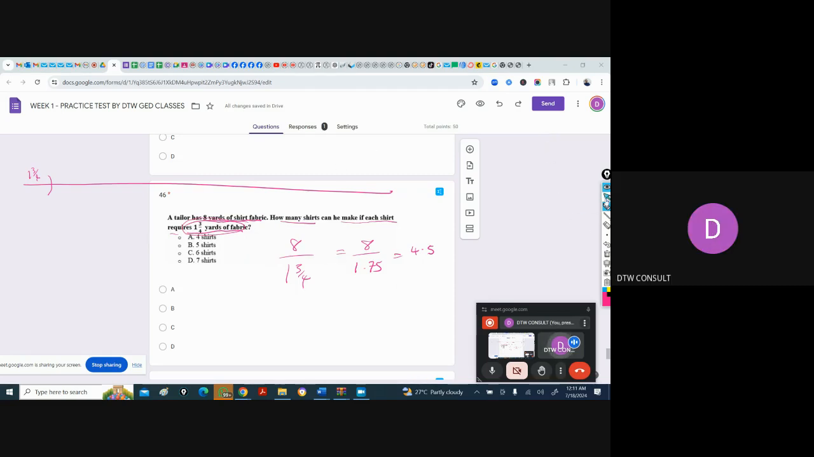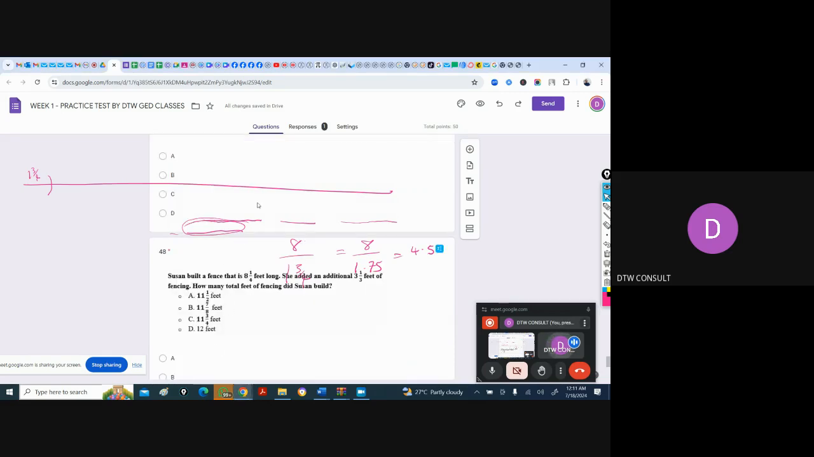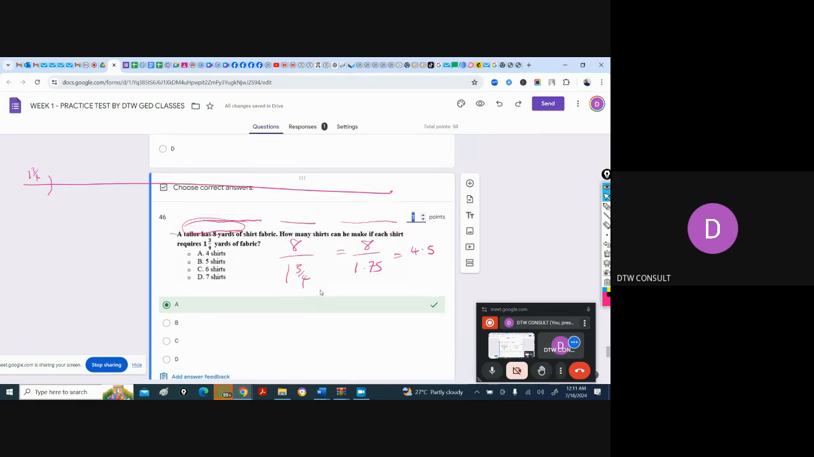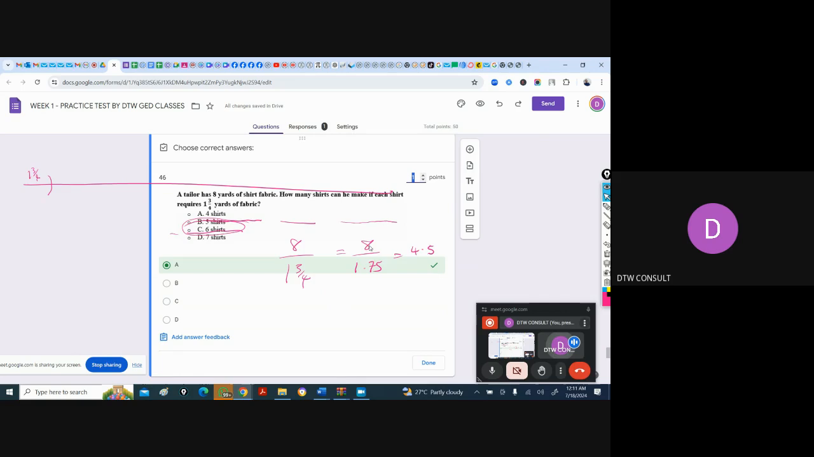Okay. So from here, how many shirts he can make is just 4 shirts. That's what he can make. Are you with me? Because when you divide 8 over 1.75, it gives you 4.5. So 4 whole shirts. You can't make half shirts. So the number of shirts this fabric can make, with each shirt requiring 1 3/4 yards, is 4 shirts. Are you with me? Yes, I'm with you. Okay, not 5 shirts. It can't be 5 shirts because we got 4.5. So it can only be 4 whole shirts. So this leftover, you just throw it away. It's like waste.